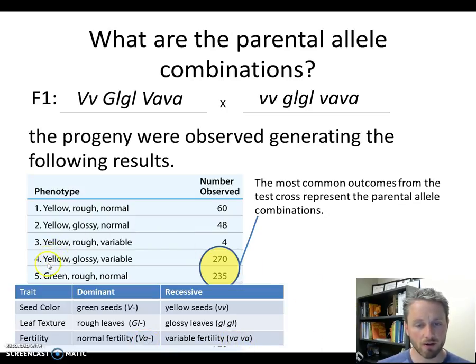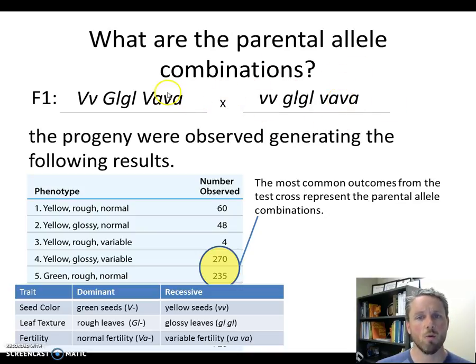So if an organism is yellow, glossy, and variable, what alleles are together on this chromosome? At this point, it's important to remind you that we only have to consider what alleles came together from this first parent, the heterozygous parent. We already know what allele we got from the homozygous recessive parent. We got recessive alleles, right? So no matter what, from this parent, we got a recessive allele.